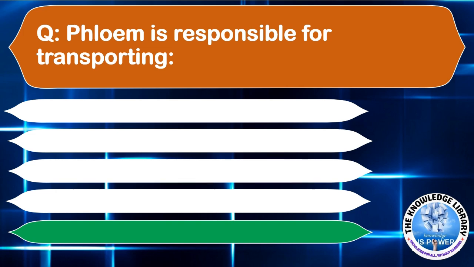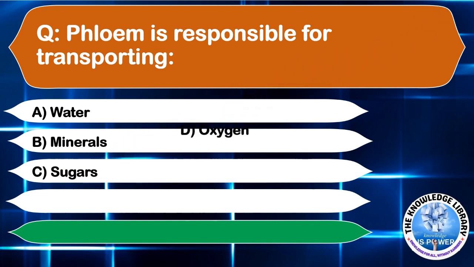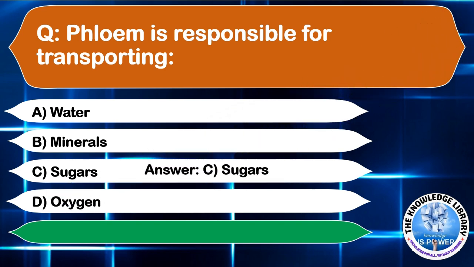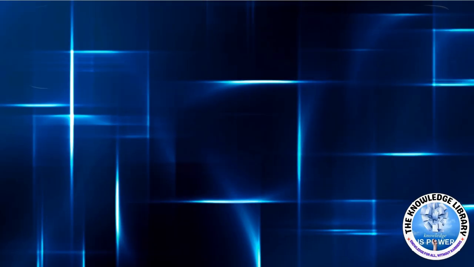Phloem is responsible for transporting option A, water. Option B, minerals. Option C, sugars. Or option D, oxygen. The correct answer is option C, sugars. Moving to the next question.